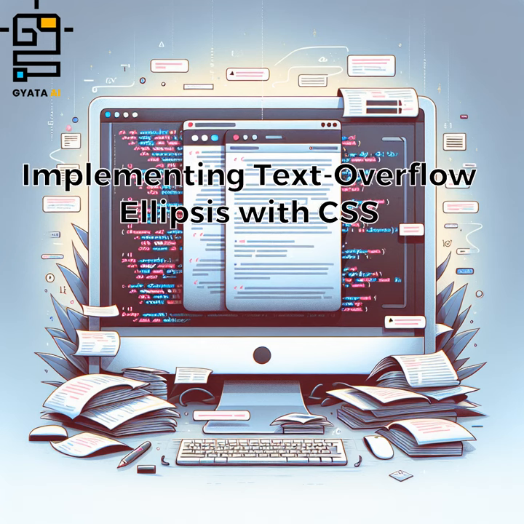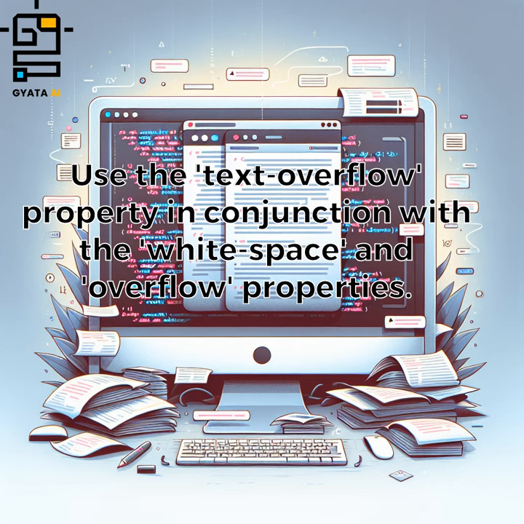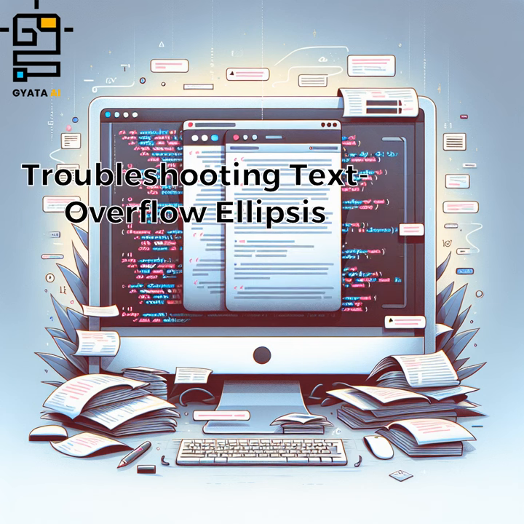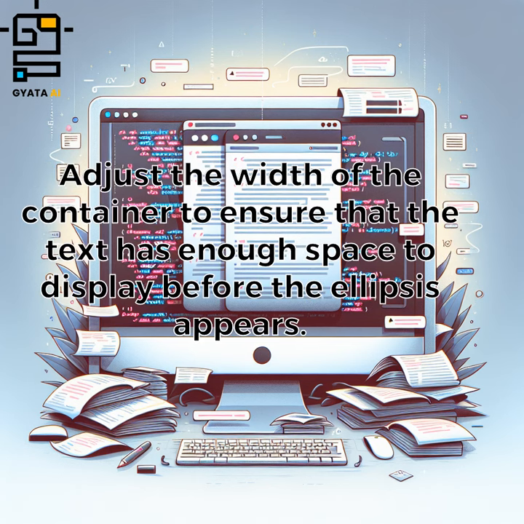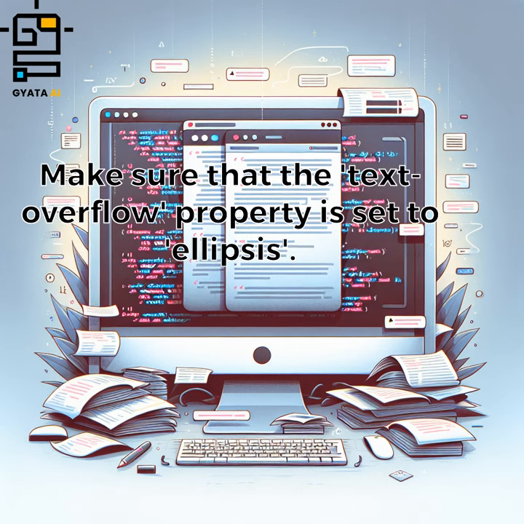Implementing text overflow ellipsis with CSS: use the text-overflow property in conjunction with the white-space and overflow properties. Troubleshooting text overflow ellipsis: check that the container has a fixed width and is not using a percentage width. Adjust the width of the container to ensure that the text has enough space to display before the ellipsis appears. Make sure that the text-overflow property is set to ellipsis.